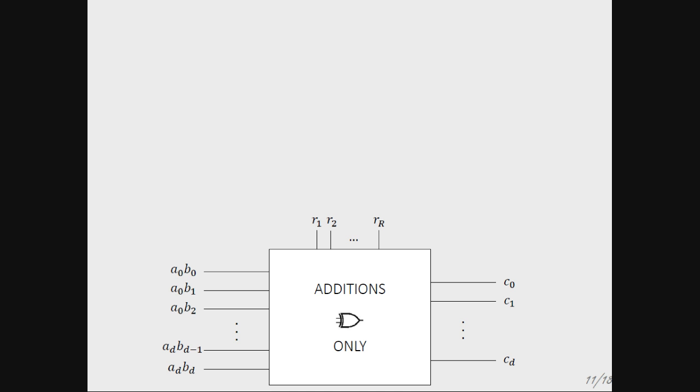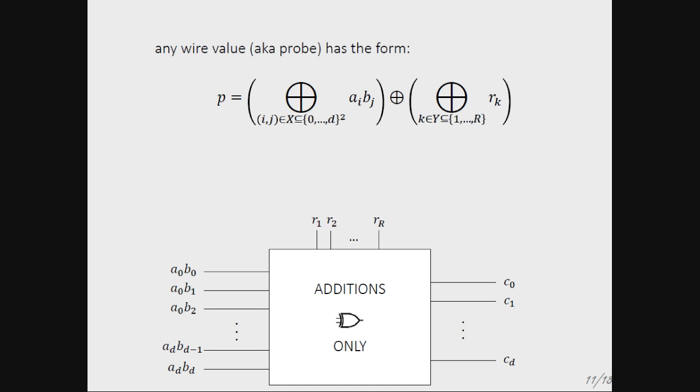So the first observation you can make when you see this circuit is that any value being manipulated here, any Y value, any probe that an attacker can make, has this form, obviously, because we are only performing XORs. So any value on any Y is of this form, that is, a XOR of some of your cross products, XOR of certain random bits. And you can write it in a matricial way.